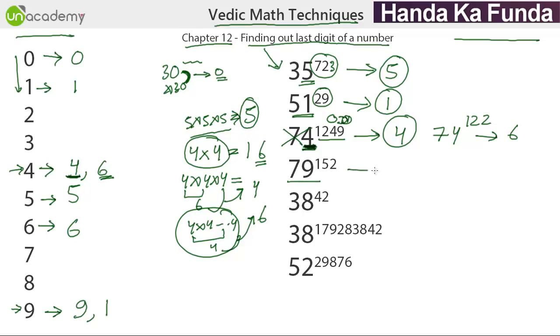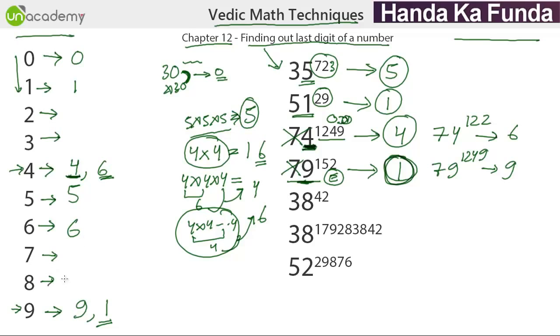Very similarly for 79, the only thing that matters is 9 and an even power of 9. What do you do on an even power of 9? You write 1 as the answer. If this was 79 to the power of 1249, an odd power, then your answer would have been 9. But in this case, the base is 9, the power is even, your answer will be 1. Yes guys, it is that easy. You can just look at it and say what the answer is. But it becomes slightly more complicated when the ending digit is 2, 3, 7 or 8.